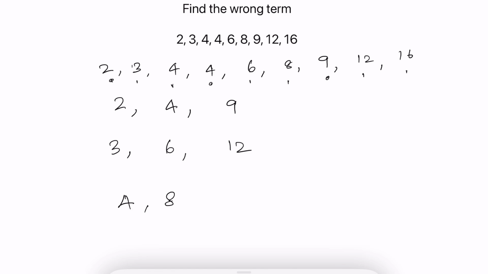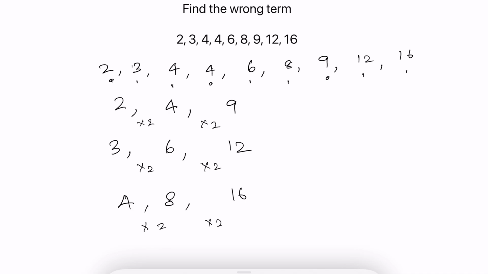Now, if we look at these patterns, 3 into 2 equals 6. 6 into 2 gives us 12. Similarly, 4 into 2 equals 8. 8 into 2 gives 16. Now, 2 into 2 is 4.